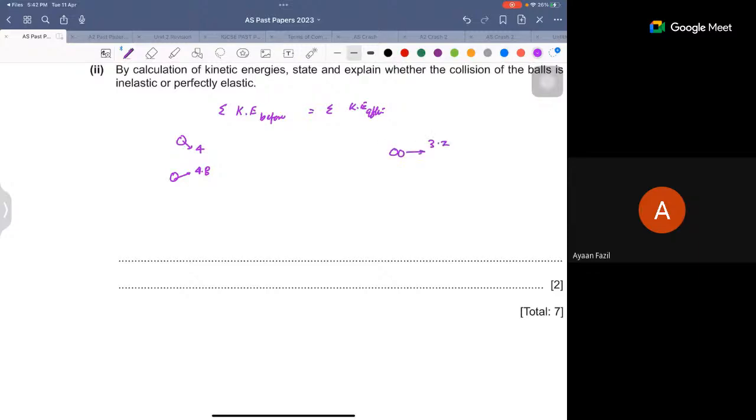Okay, so I'm going to use half mv square if you don't know. The mass of the first one was 3, I think. Half 3 times 4 whole square. Plus half times 2.5, I think, and 4.8 whole square. This is before, and afterwards it should be half times 3 plus 2.5 multiplied by 3.7 whole square, like that.